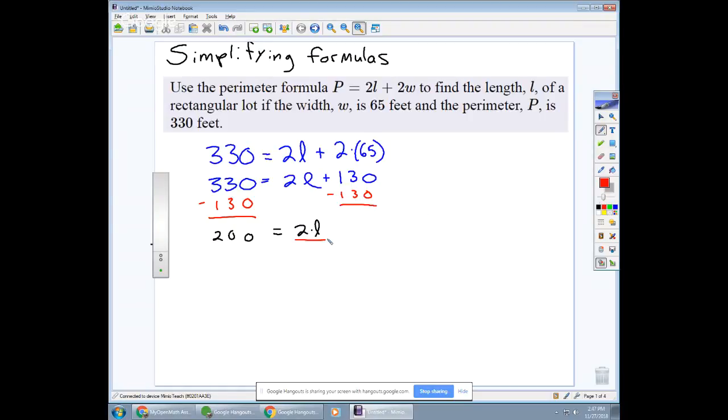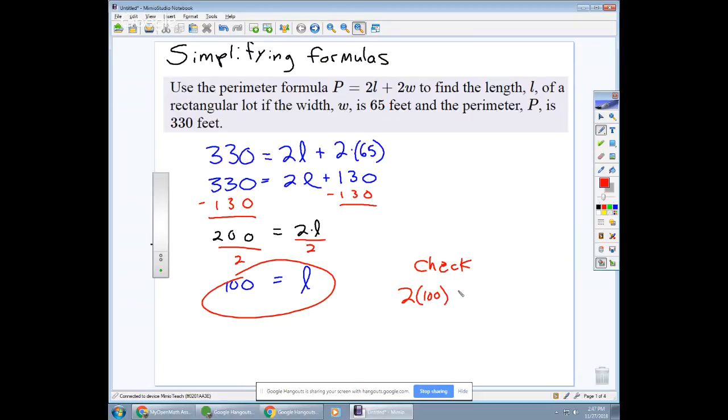And then here we'll divide by 2. And now we can see that the length ought to be 100. It's usually a good idea to check something like this. So I think the length is 100. So checking with the perimeter formula, if I double that 100 and add to that double the width of 65, that's going to give me 200 plus 130, which is 330, which is what the perimeter is supposed to be. So check. Moving on.